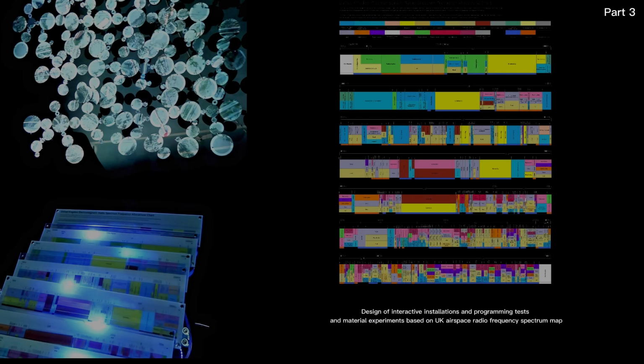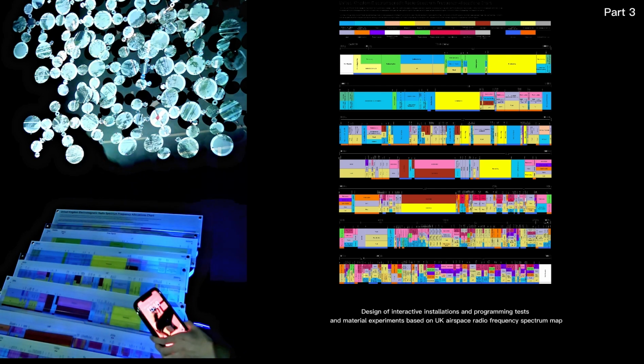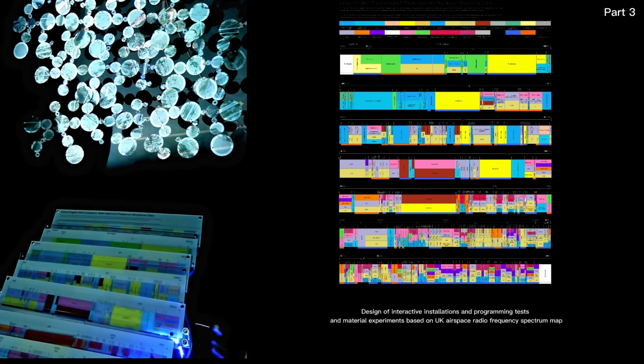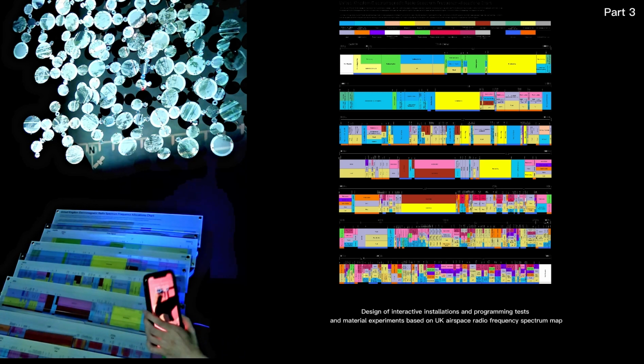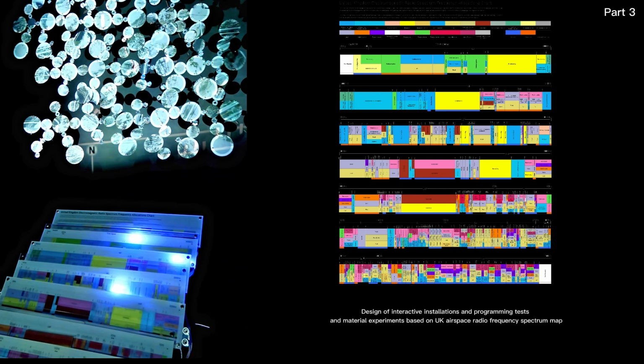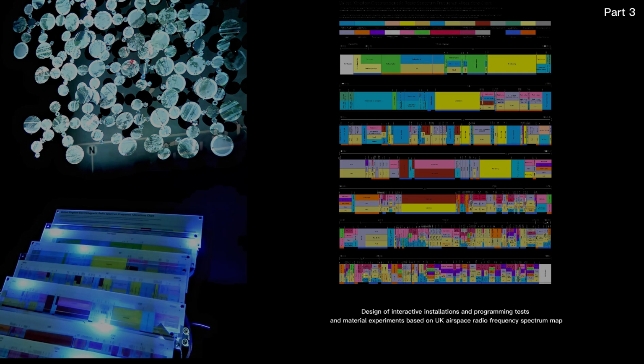Part 3: Design of interactive installations and programming tests and material experiments based on UK airspace radio frequency spectrum map. Interaction principle: when holding a communication device close to a signal distribution mapping installation, the emission of the signal is triggered and the speed and density of the signal transmission are visually presented. The higher the number of nearby electronic communication devices that trigger a denser signal, the faster the rate.